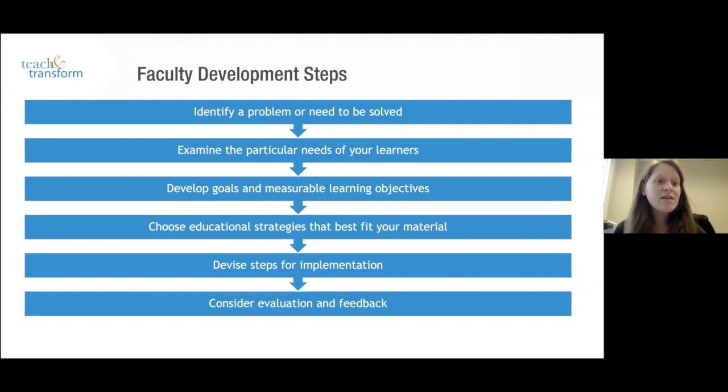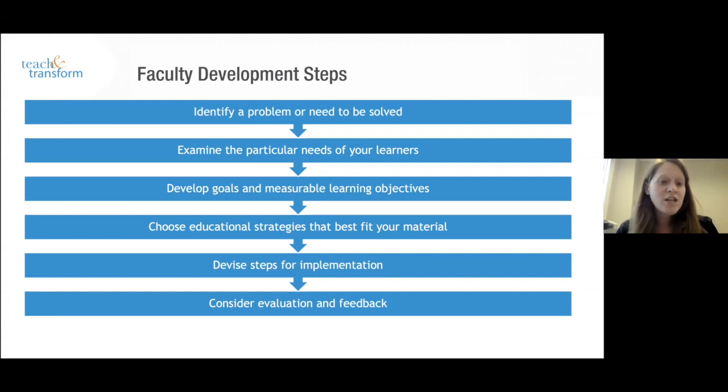The second step is to examine the particular needs of your learners. And this is where, again, the self-assessment document is really helpful, especially if you know that those faculty are going to attend your faculty development. You want to make sure that it's targeted to what they need and what level they're on and where they'd like to go and grow. The third step is to develop goals and measurable learning objectives. And we'll talk a little bit about this and how that aligns with what the ABFM wants in terms of institutional aims and interventions for the faculty development.